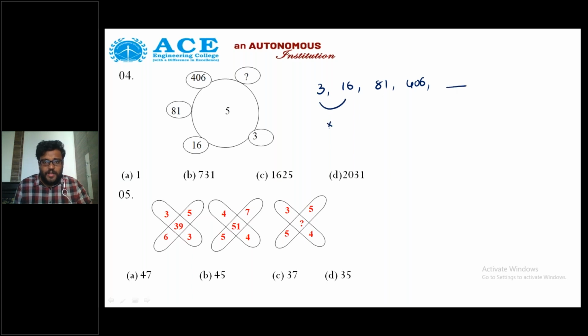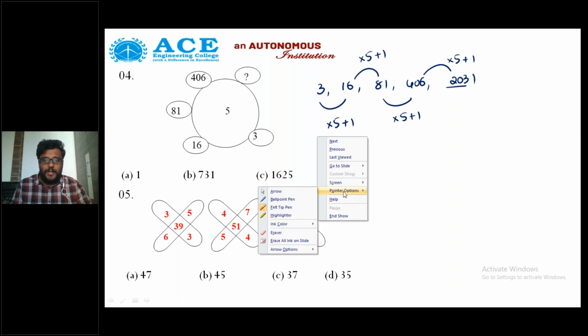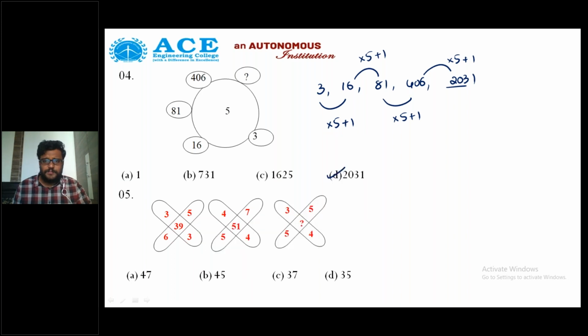Internally 5 is given. This is into 5 plus 1. Multiply with 5 and then add 1. So we'll get 2031, my dear friends. Option D, right? 2031 you have to get. Multiply by 5 and then add 1. That's it. 2031 is the answer for that. The logic is multiplying by 5 and adding 1. Got it? Let's see the next question, my dear friends. Here, what's the logic?